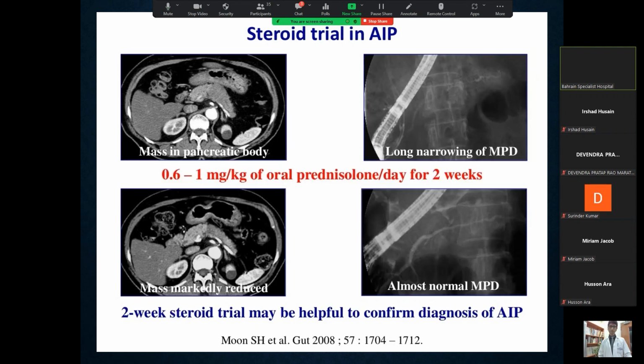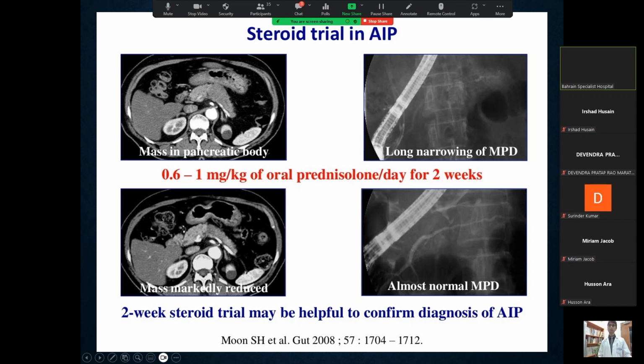There is a mass in the body of the pancreas, which we can see, and after the treatment, the mass is gone. We can compare both. In the second image, there is a long stricture which we cannot see well on this image. However, after treatment, it is almost gone. The pancreas is almost normal here.